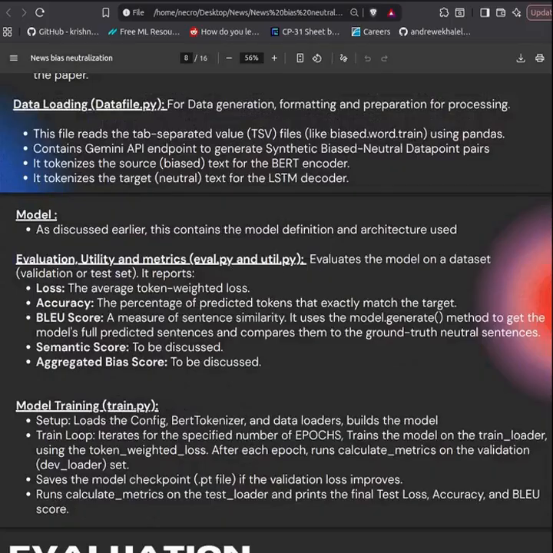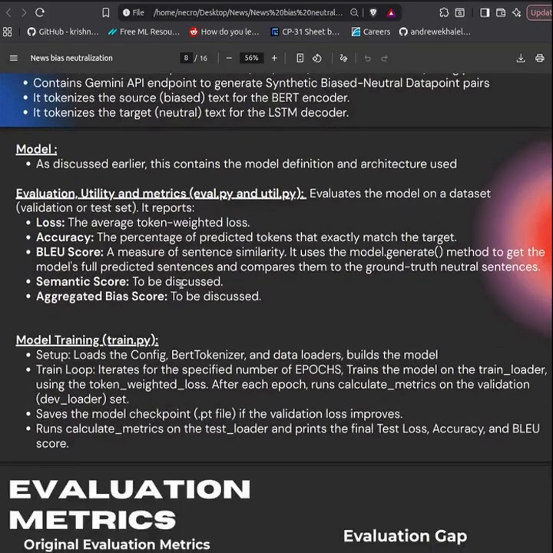I have already explained the model architecture earlier, and this model file contains the PyTorch class definitions for the modular model's detector and the editor. The evaluation and the utility files contain the evaluation logic, which includes the standard metrics like token weighted loss, accuracy, and BLEU score. But I also implemented my own two metrics, which are the semantic score and the aggregate bias score, which I will be explaining in the further slides.